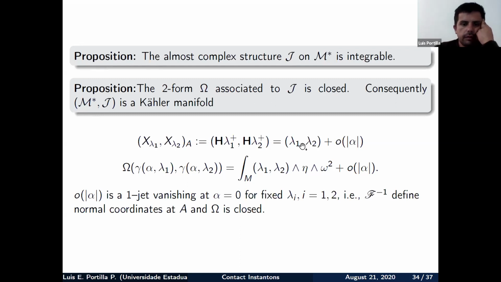So we could obtain that the almost complex structure J is in fact integrable, and this associated form is closed. So the moduli space is a Kähler manifold.